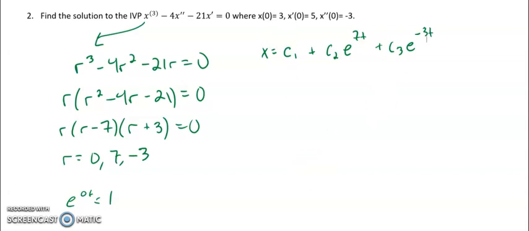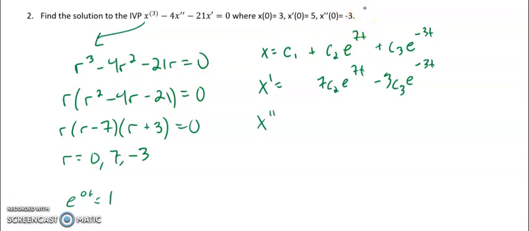If this was not an initial value problem and I was just looking for the general solution, that would be it. Instead, I now need to take derivatives and figure out what these initial values do to the C values. So what C values do I get out of them? First, I need to derive: x prime is equal to, the C1 goes away, 7c2 e to the 7t, and then minus 3c3 e to the negative 3t.